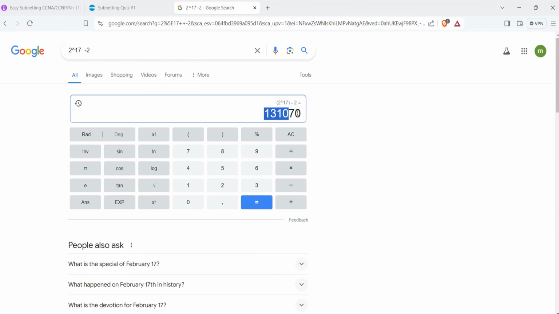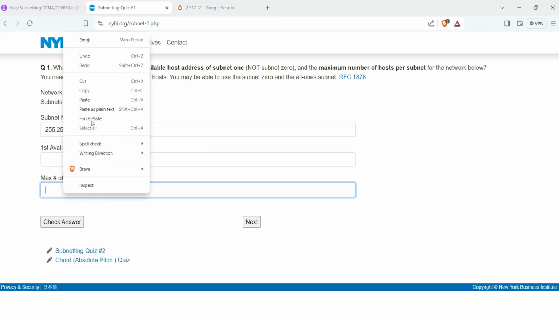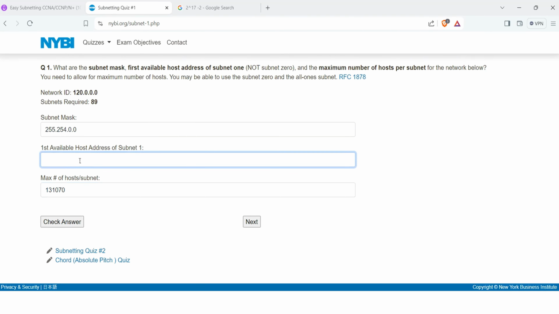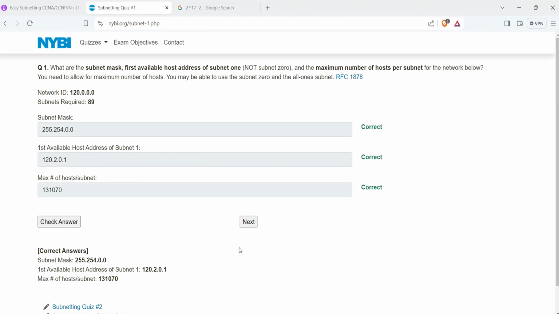Now, if I actually borrow 7 bits, 8 and 8 is 16 and 117. So, oh, I got the answer right over here. All right, from a previous example. So this is a maximum host per network. Now my jump start is a 2, so 120.2.0.1. Let's take a look. There we go. All right.